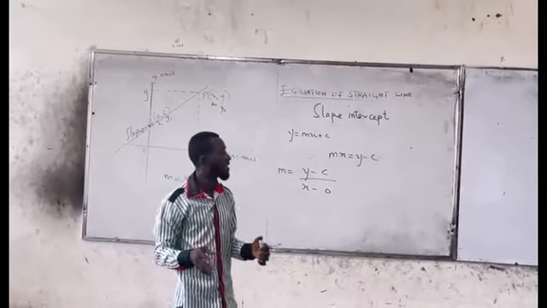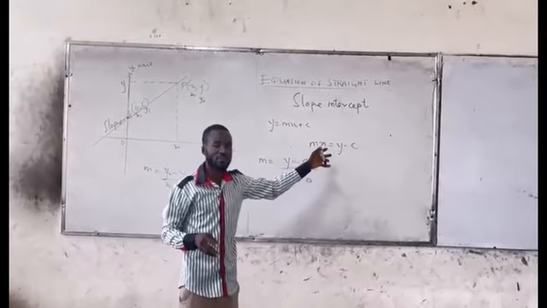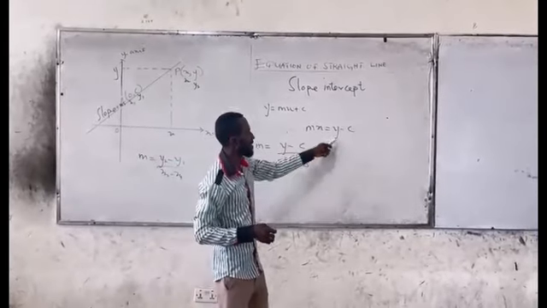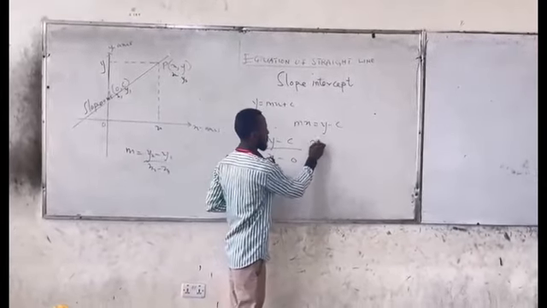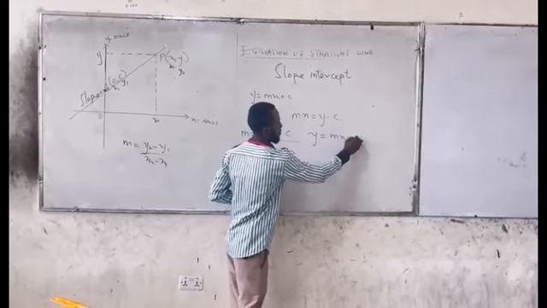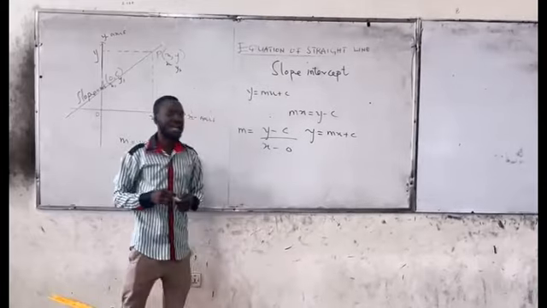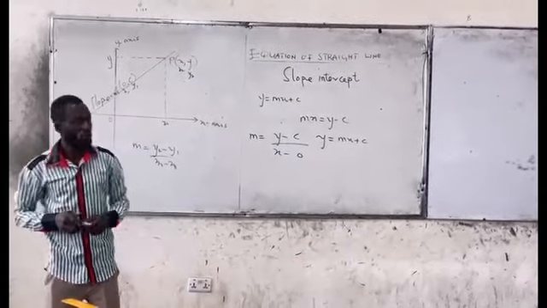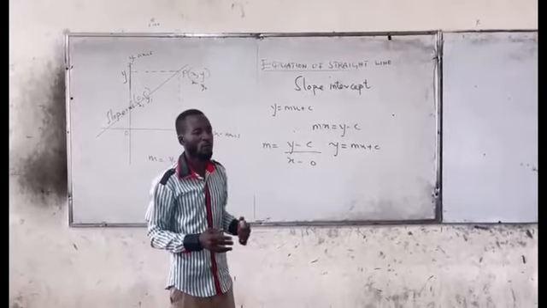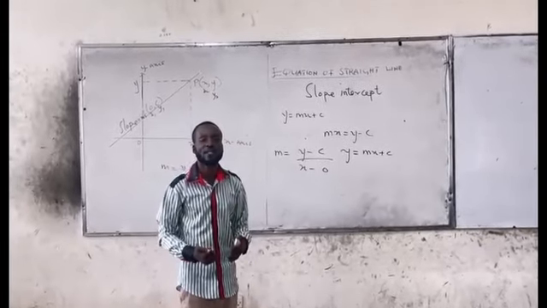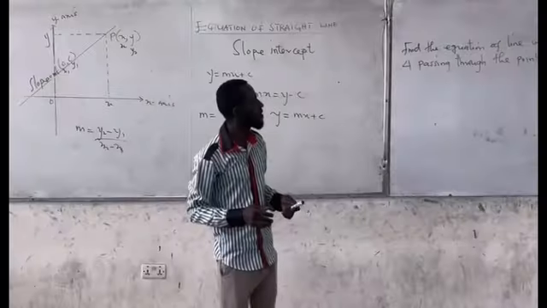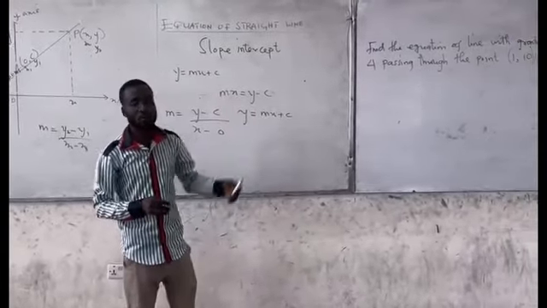Now can you make y the subject from this expression? Yes, good. When you make y the subject here, we have y is equal to mx plus c. This is the slope intercept form, which we can also use to find the equation of a straight line.